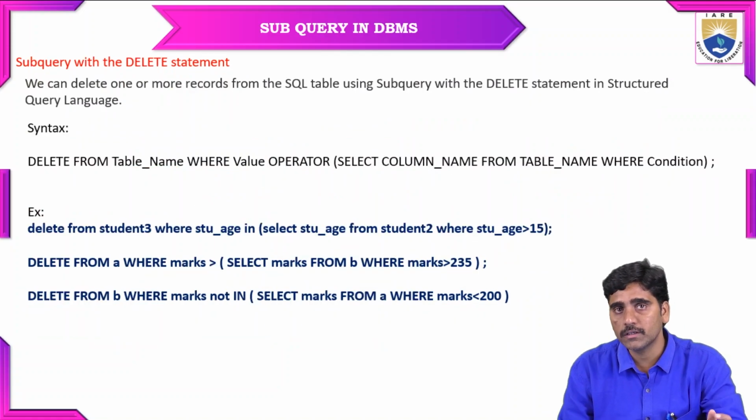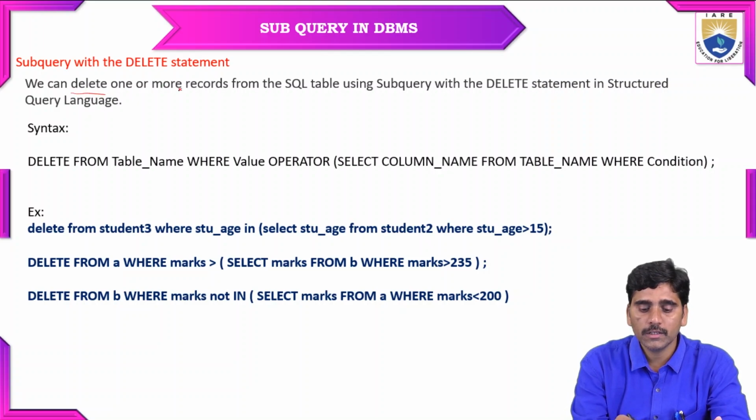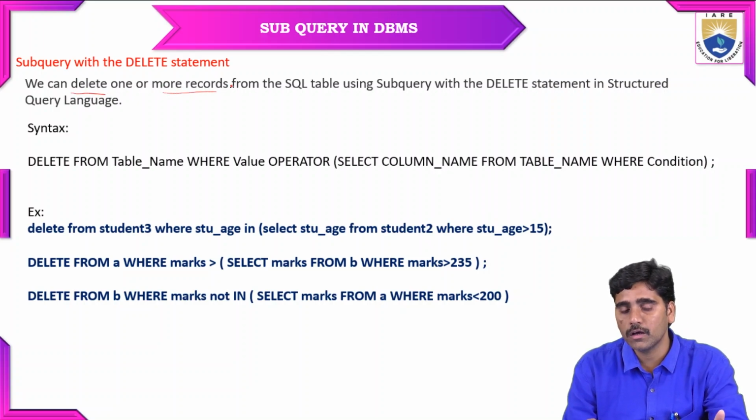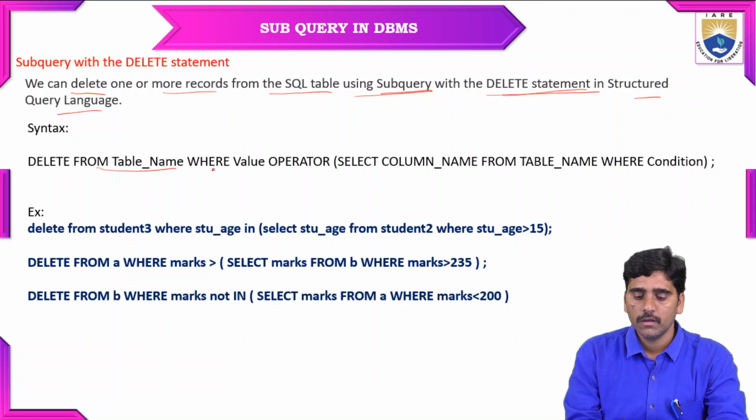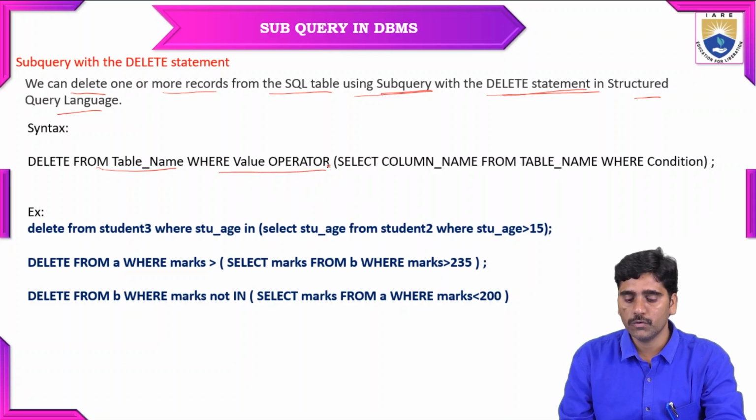And similarly, subquery with the delete statement. We can delete one or more records from the SQL table using a subquery with the delete statement in structured query language. So how can we delete it? Delete from table name, where value operator, and value operators are greater than or less than or similar. Then select column name from table name, where condition.